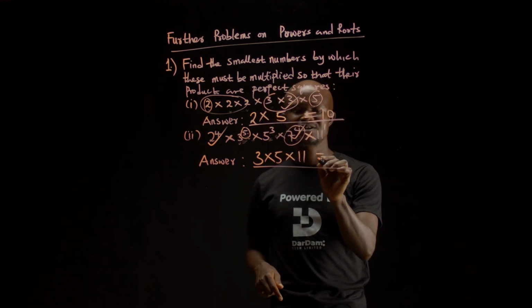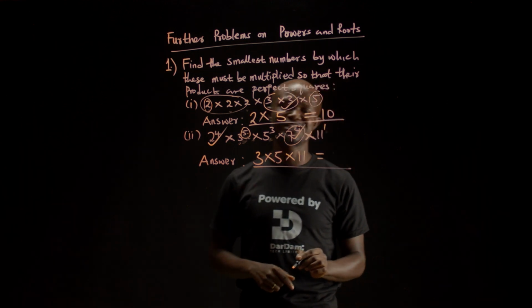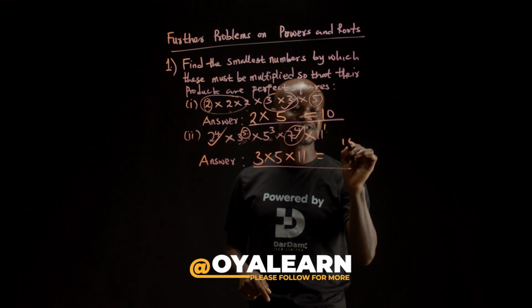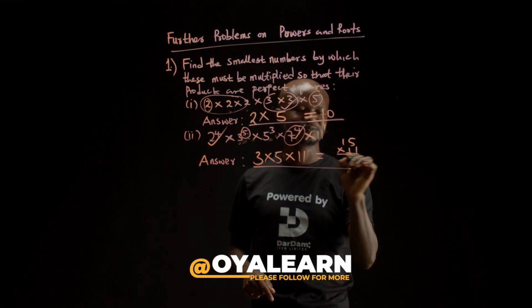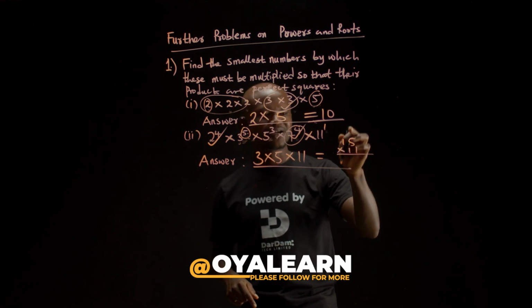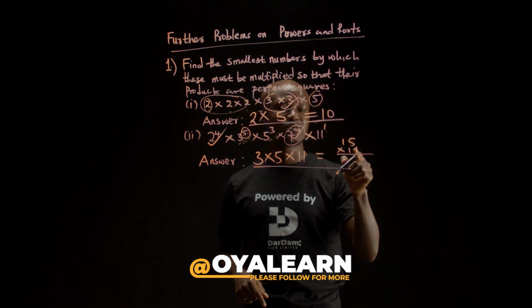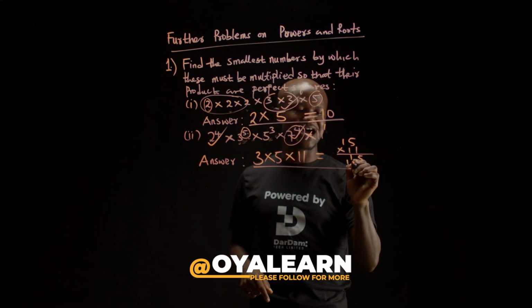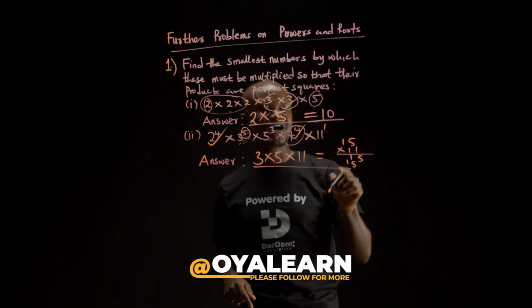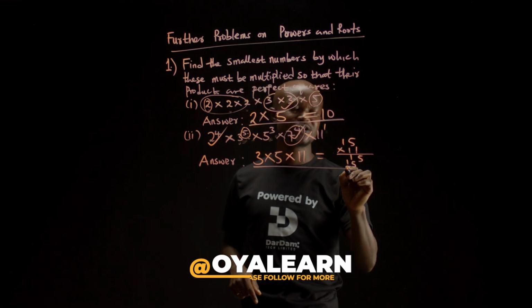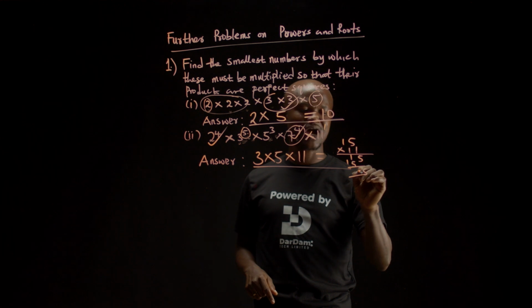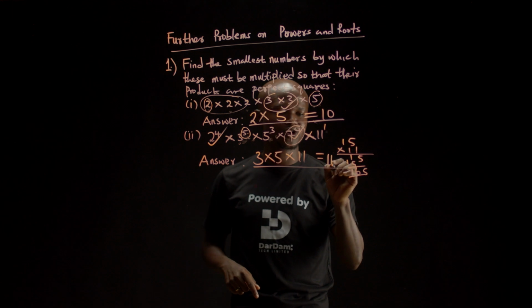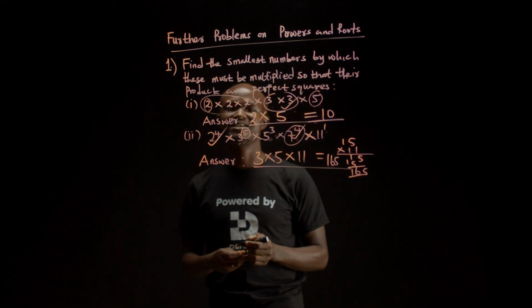So in that case, we now have 3 times 5, which is 15. Then we now need to multiply 15 by 11. That will give us what? 1 times 5, we have 5. 1 times 1, we have 1. So this will give us 165. So it means that the smallest number is going to be 165. That is the answer to the problem.